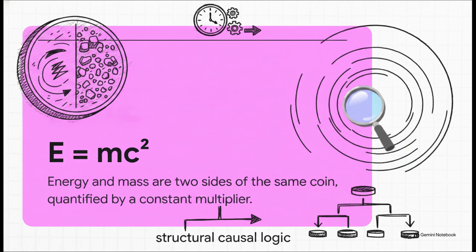But look closely at the math here. It uses a constant multiplier, the speed of light squared. This is a brilliant, quantitative blueprint. It literally tells us exactly what amount of energy is trapped within a given mass. But what's absolutely crucial to understand here is that it's a static equivalence. It tells you what energy is, but it doesn't give you the structural causal logic of how that energy actually escapes or evolves over time.